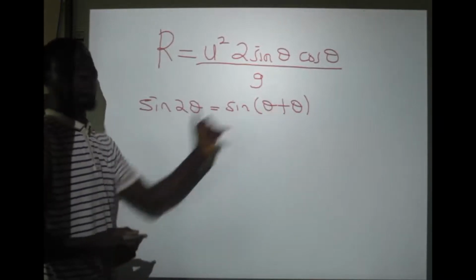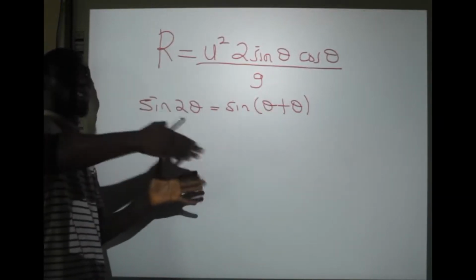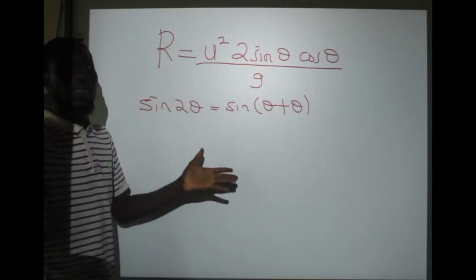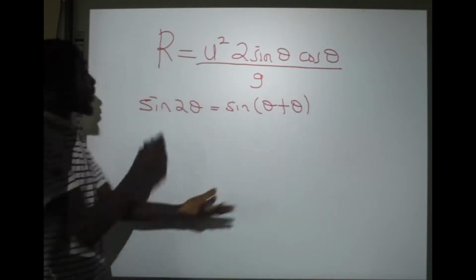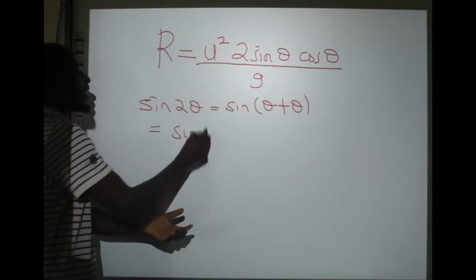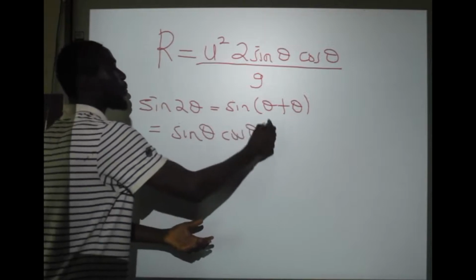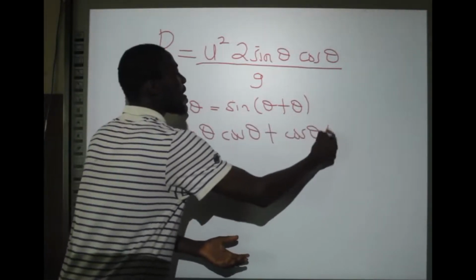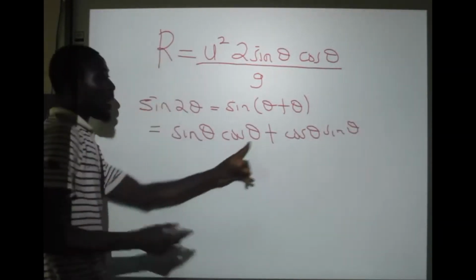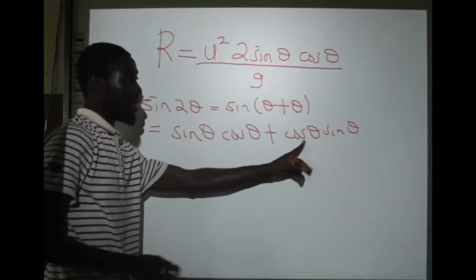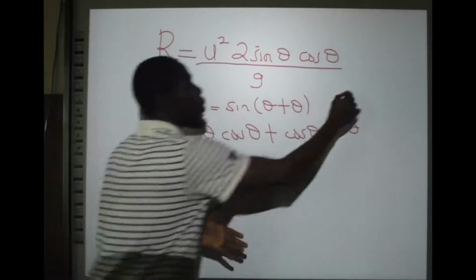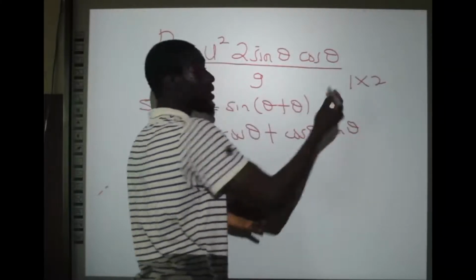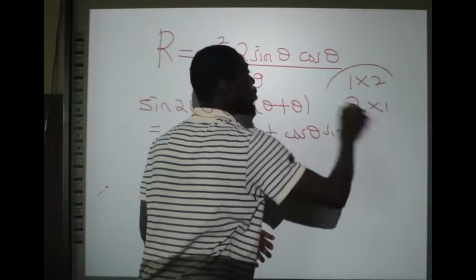I know that sin of A plus B is given as sin A cos B plus cos A sin B. So A and B don't change in this case. That will just give us sin theta cos theta plus cos theta sin theta. So in this case now, cos comes first. It can also come second. It's just like we say 1 times 2 is the same as 2 times 1. So any one can come first.